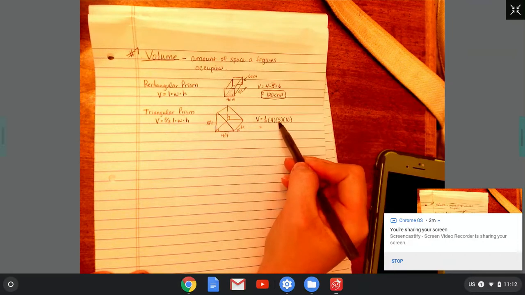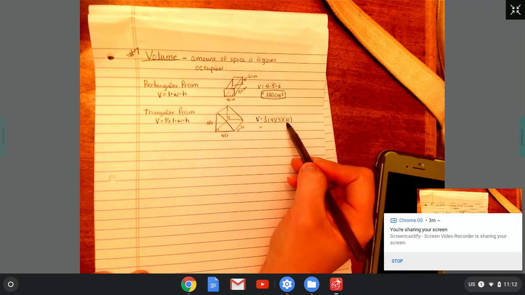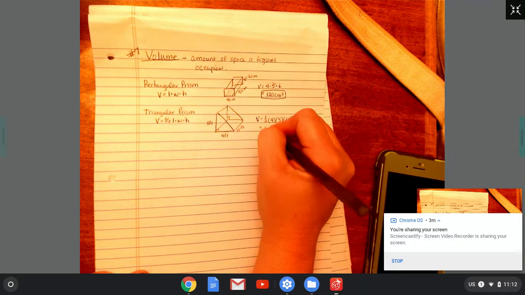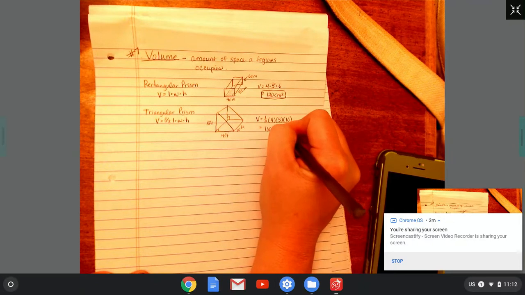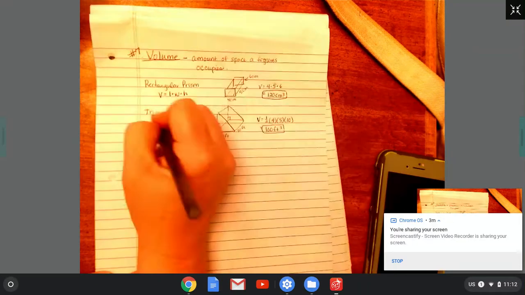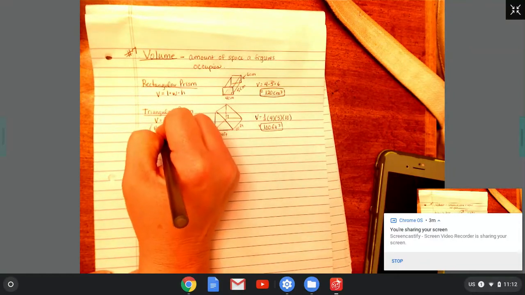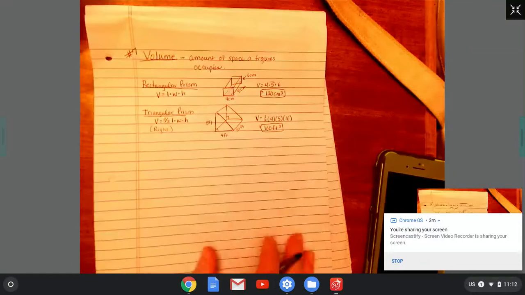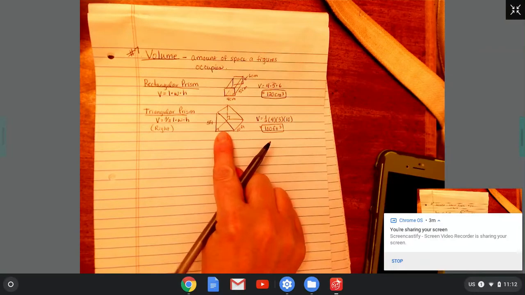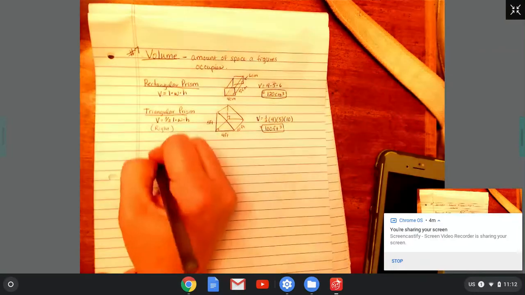4 times 5 is 20. 20 times 10 is 200. Half of that is 100 feet cubed. Okay, and once again, when we do the prism that I've showed you, this is a right triangular prism with a right angle.